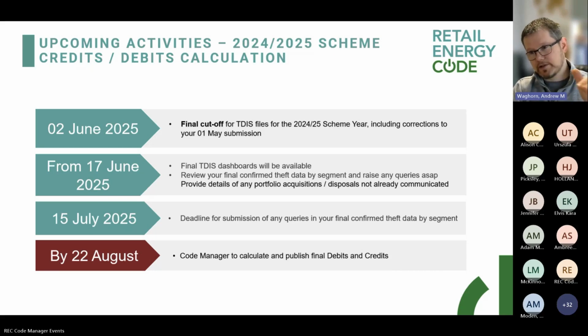Any final queries on those numbers need to come to us by the 15th of July. We obviously then need to work through those as quickly as possible, which is why I'm trying to encourage people to submit queries earlier than that if we can. And then by the 22nd of August, although again we'll do it earlier if we can, we will have taken those final numbers, done the maths, applied the various rules that are in the code, and calculated the debits and credits, and they will go up on the dashboards as usual. Those will then subsequently go through the invoicing processes with Reco.